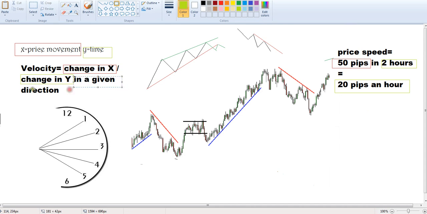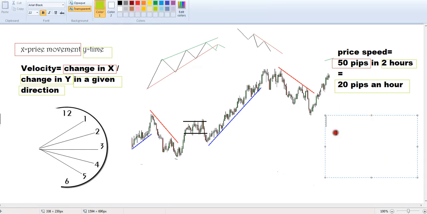So to show true velocity, we have to give it a direction. So it'd be 20 pips an hour at a 45-degree angle. If this was the equation and it was moving at a 2 o'clock direction, you could say it was moving 20 pips an hour at 45 degrees.